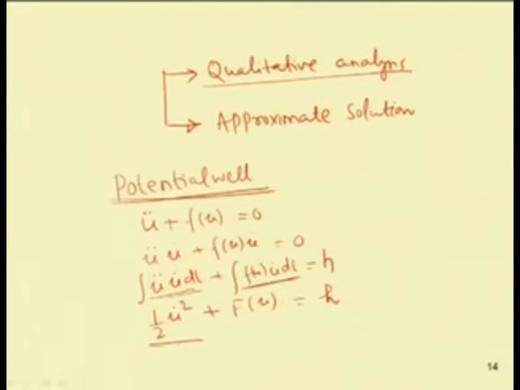So, this is the kinetic energy of the system, this is the potential energy of the system, and this is the total energy of the system. So, for a given total energy of the system, one can find the relation between u and u dot. By plotting u versus u dot, one can obtain the phase portrait of the system.